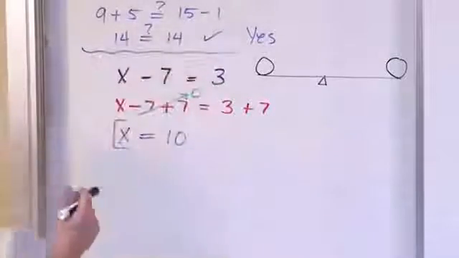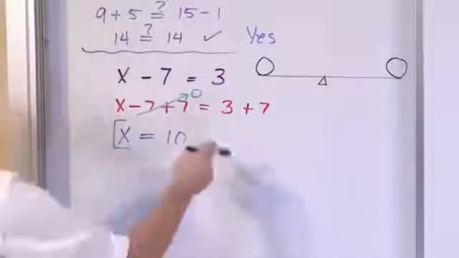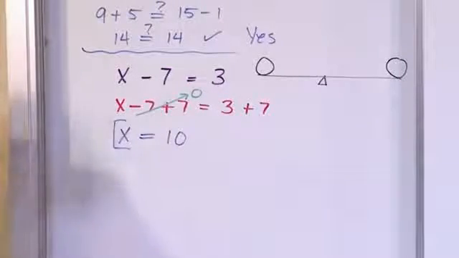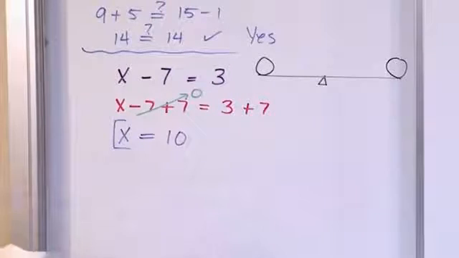So what I recognized here is that I have a negative 7. I want to get rid of it, so I have to do the opposite. I add 7 to the left, and because I have to keep it balanced, I then also have to add 7 to the right-hand side.